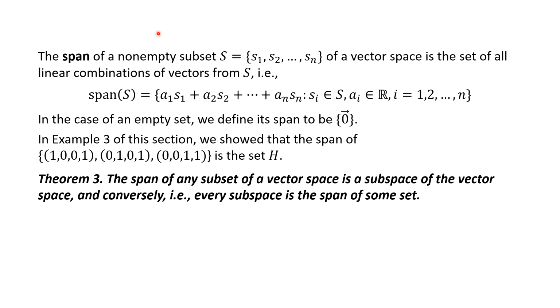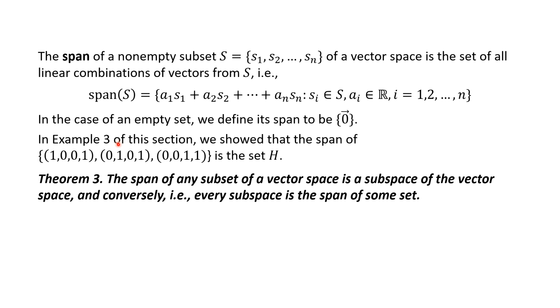The span of a non-empty subset S containing vectors s1, s2 up to sn of a vector space is the set of all linear combinations of vectors from S, which I've drawn out in detail here. So you have your n vectors and then scalars a1, a2 up to an. If you take all possible linear combinations, that's what's called the span of S. We have a special case here. If you have an empty subset of your vector space, then we define its span to just be the zero vector.